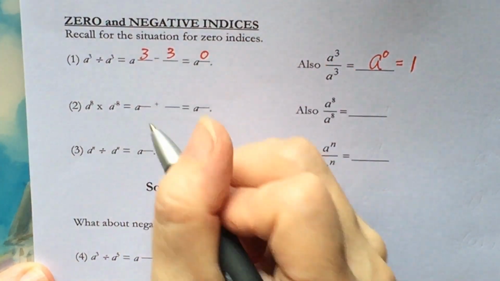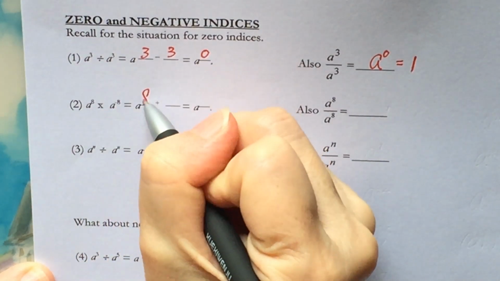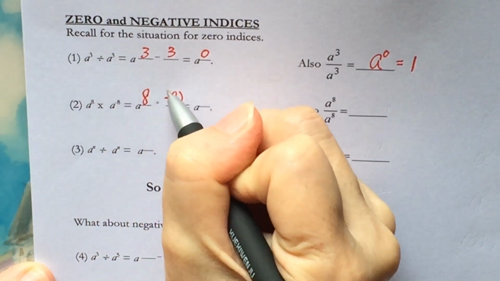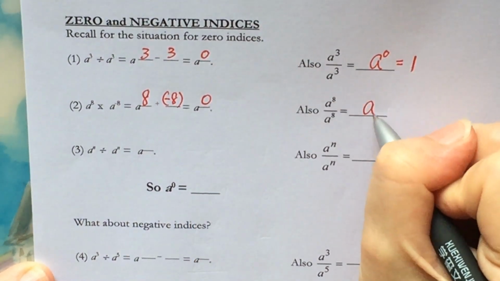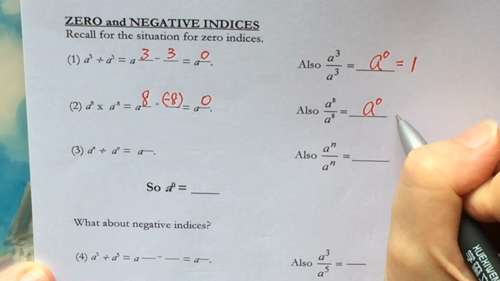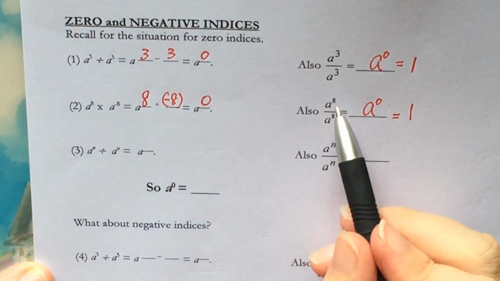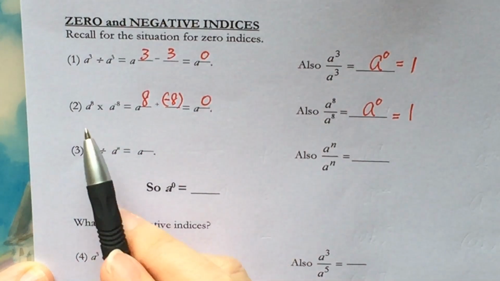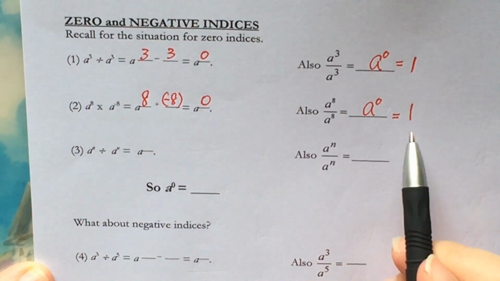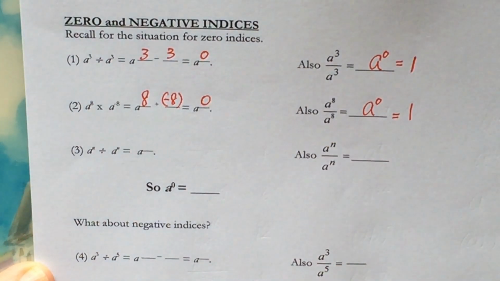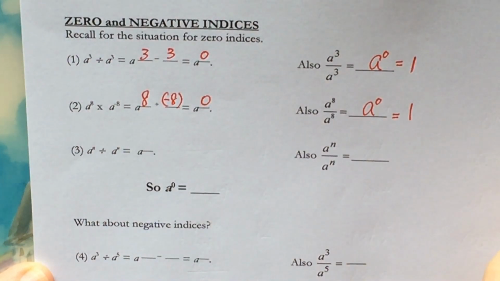Okay, try it again. A power 8 times a power negative 8, so we are going to have 8 plus negative 8. 8 plus negative 8 is 0. So can we say that a power 0 here is also equal to 1, because a power 8 divided by a power 8, by cancellation, your answer is actually 1. Okay, by the arithmetic way of doing.